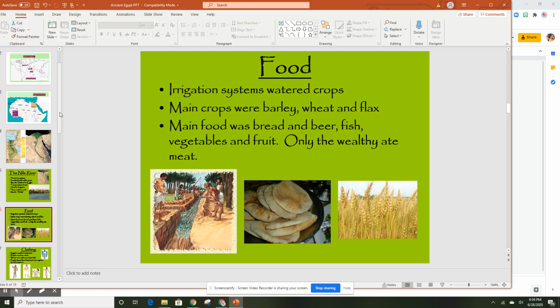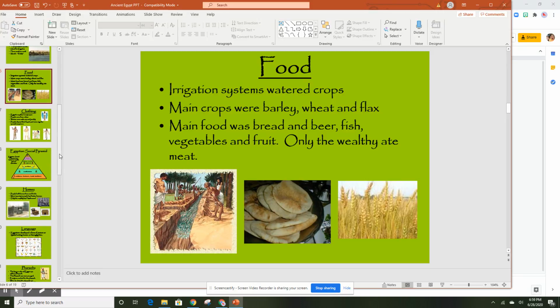What type of food would they have eaten in ancient Egypt? Well, the irrigation systems watered crops. They would have mainly had crops of barley, wheat, and flax. Those are the three major crops for ancient Egypt. The main food would have been bread and beer and fish. They would have had a number of vegetables and fruit, but only the wealthy would have been able to afford meat. And we'll talk a little bit about that in social classes as we move on.